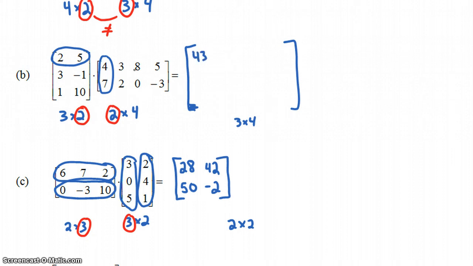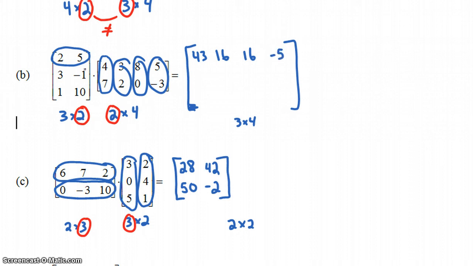Okay, then to find the next one here, we would do 2 times 3 is 6, 5 times 2 is 10, so we get 16. Okay, then 2 times 8 plus 5 times 0, that'd be 16 plus 0, that's also 16. And finally, 2 times 5 is 10, and 5 times minus 3 is minus 15, so we get minus 5.